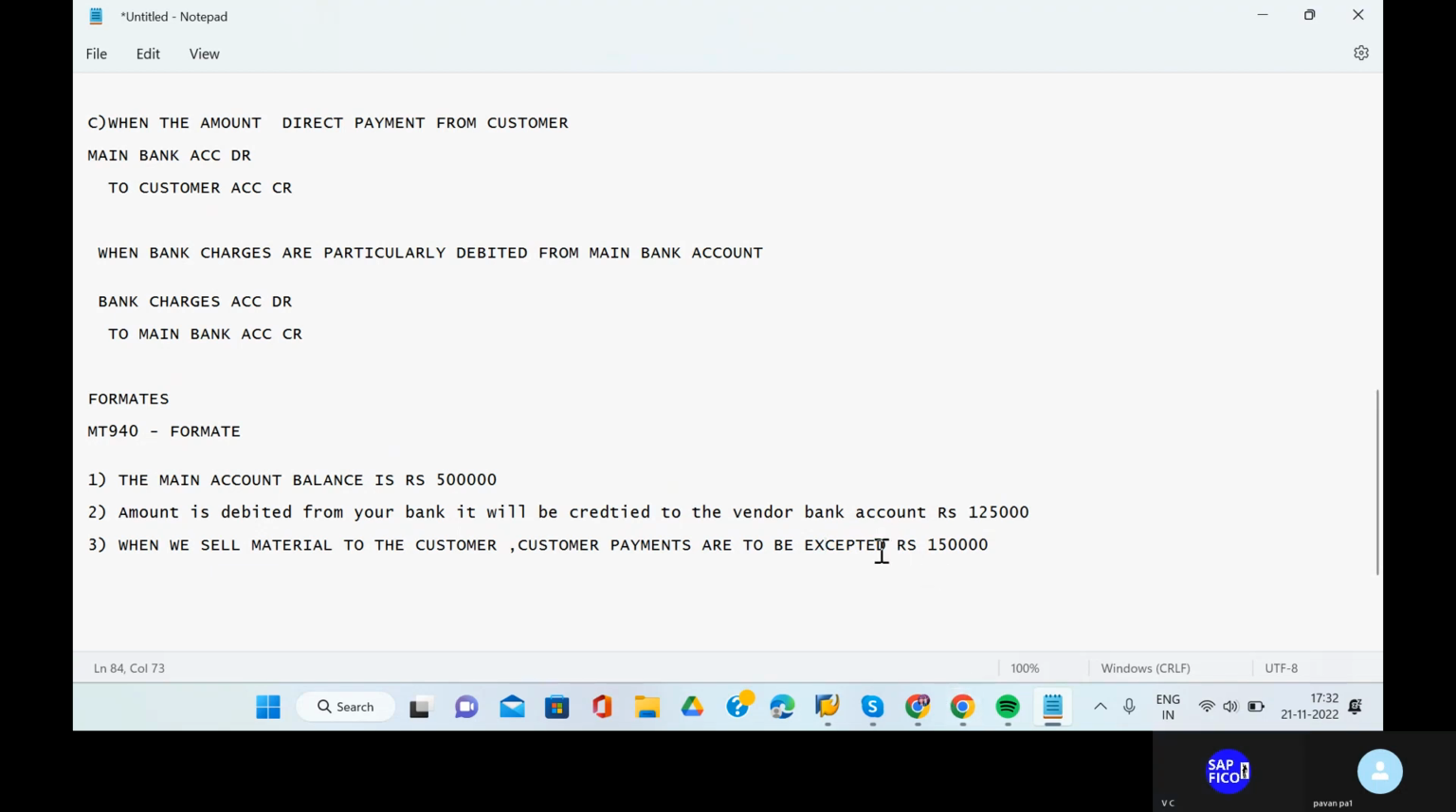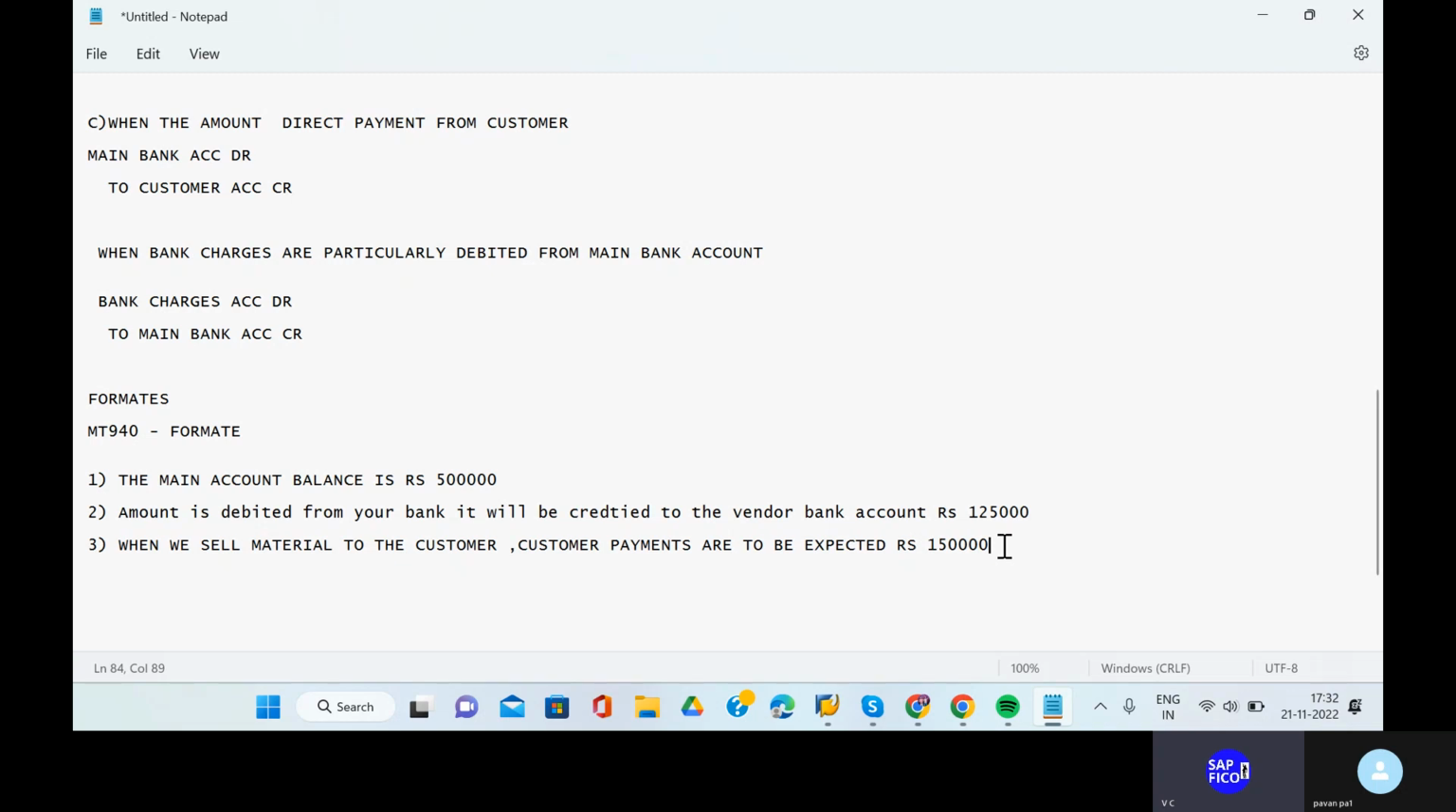Expected. Remove the E also. Okay. So customer payments are to be expected. How much? 1,50,000 rupees. Okay.